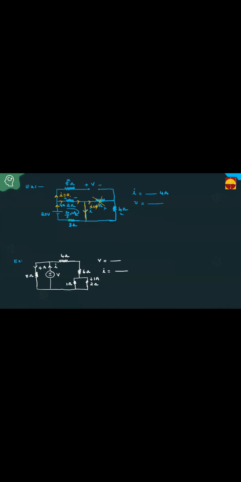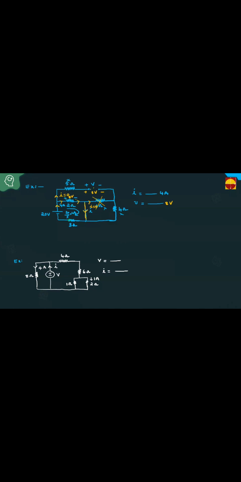4 amperes of current is flowing now. 4 into 2, 8 volts. Plus minus 8 volts. This positive is connected here, the same negative is connected here. This is 8 volts. Then V equal to 8 volts. Here there is no current in this resistance. There is no drop because of open circuit. But in open circuit, voltage exists.